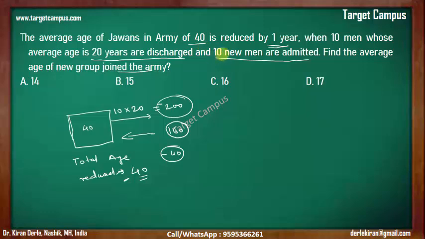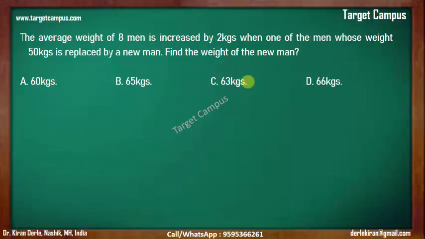How many people are bringing that? 10 new men. What should be the average age of the new group? The average should be 16. That's the answer. I hope you are getting this point. Revise this if you don't understand. Check again and again. Let's move forward.